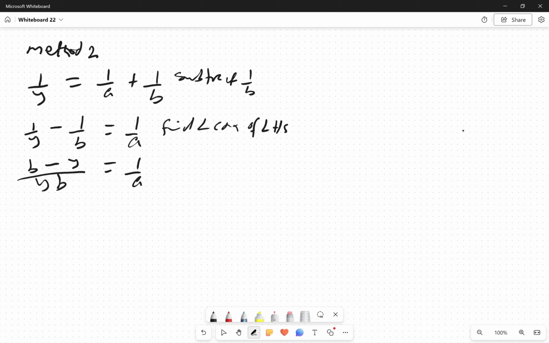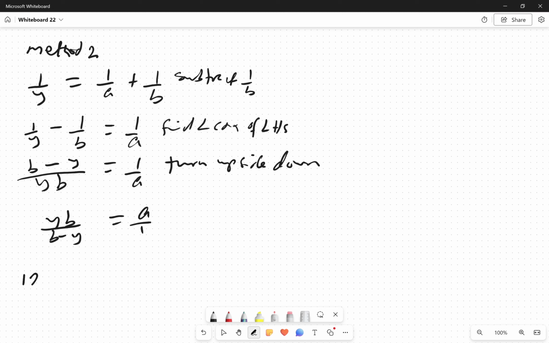Now you flip, or turn upside down. So if you do that, then you are going to have yb over b minus y is equal to a over 1. And a over 1 is a. You don't need to write a over 1. And that is your answer. So whichever you are comfortable with, you can use to make a the subject.